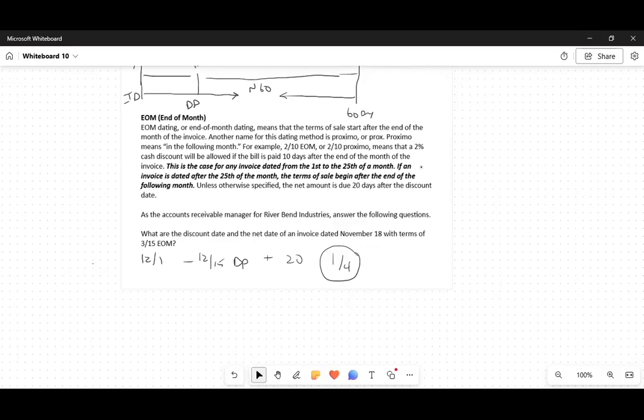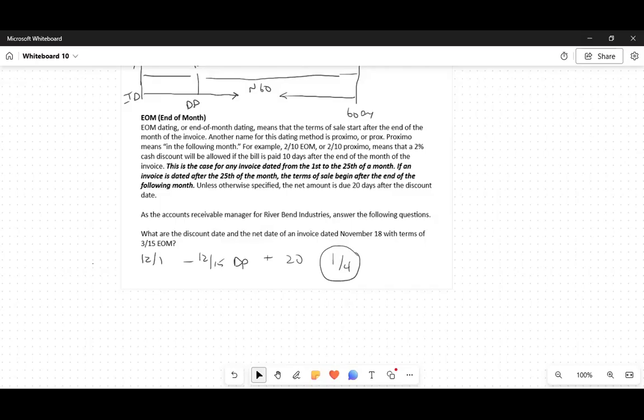The invoice is dated November 18th. So at the start of the next month, which is December 1st, that's the first day of my discount period. It goes for 15 days in this case. And then the entire thing is due 20 days after that. That's what we call the end of month.